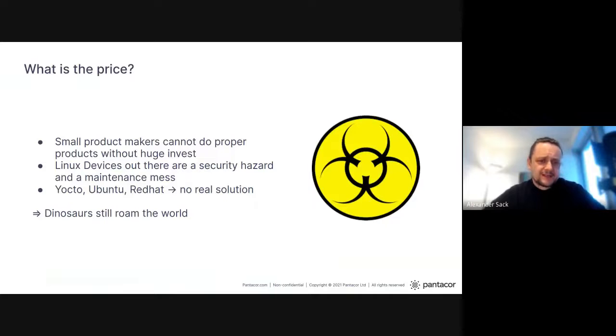We get security hazards, big maintenance mess, and of course, the dinosaurs are still roaming the world and will continue to roam the world until we have, as an open source community, managed to push them out by delivering the requirements of that specific segment, so they have no chance to compete anymore. And no, Ubuntu, Red Hat, and our friends from Yocto, there is no real solution yet for the Linux embedded ecosystems. I know everybody is trying their best and so on, but I want to put out a few ideas that I think in 2021 too are well overdue to get solved and worked on.